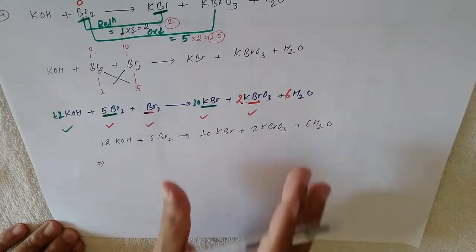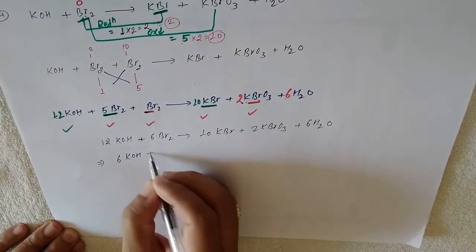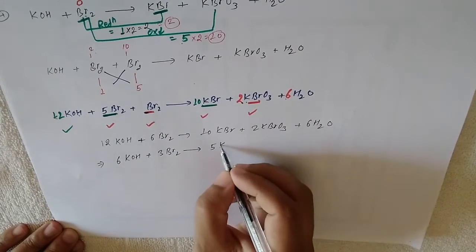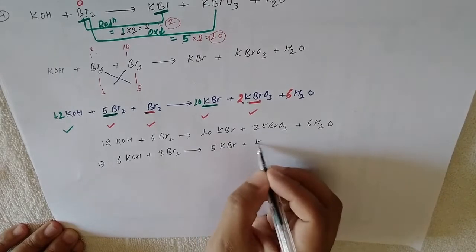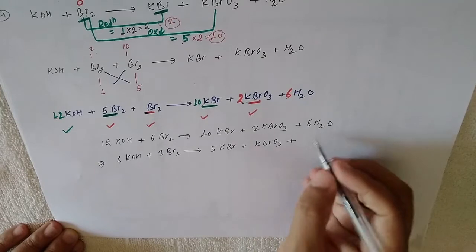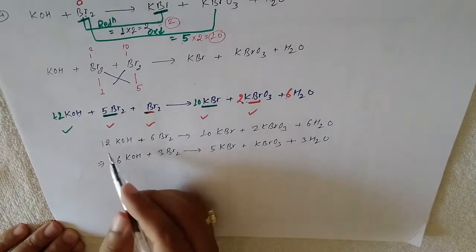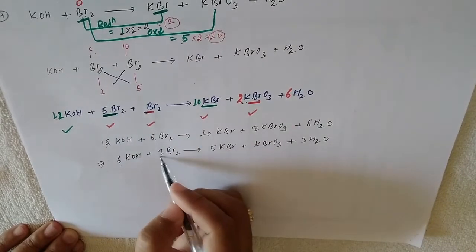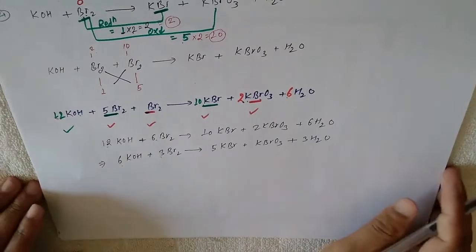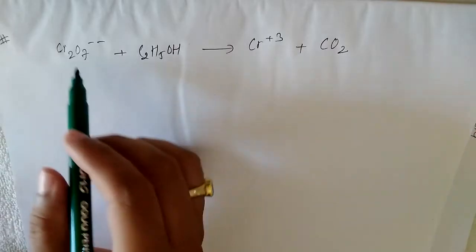If there is a common factor, then we can take it common: 6 KOH plus 3 Br2 gives 5 KBr plus KBrO3 plus 3 H2O. We are taking 2 common from 6, 3 and 5, leaving 1 and 3. Now let us see another chemical reaction.